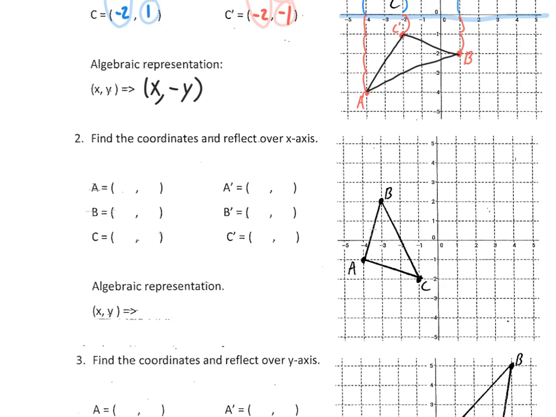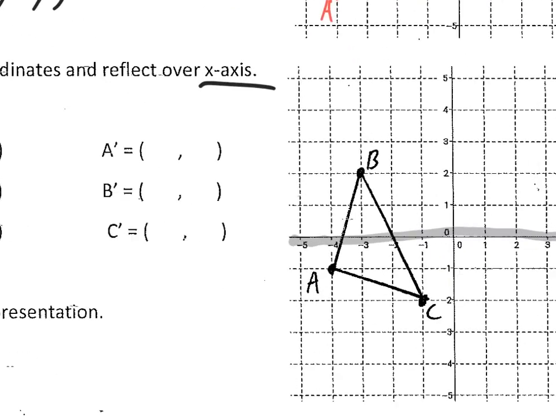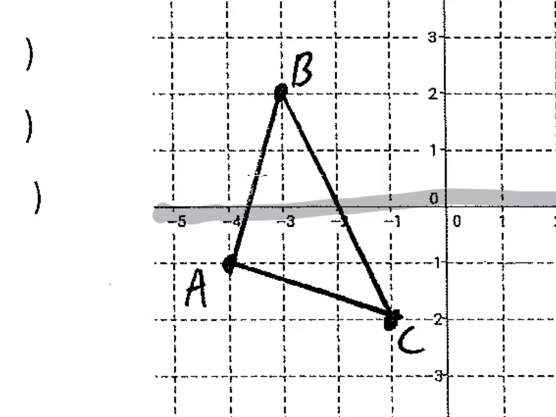We're going to do the same thing on number 2. So let's get the coordinates first this time around. A is going to be -4, -1. B is going to be -3, +2. C is going to be -1, -2. All right, now I'm going to be doing the same thing. We're doing it over the x-axis. This is a little more tricky only because the x-axis is right there in the middle, and we are reflecting pretty much on top of ourselves. We're going to do it the exact same way.